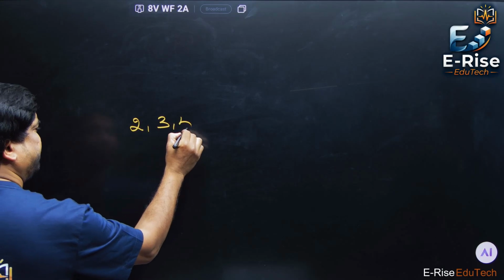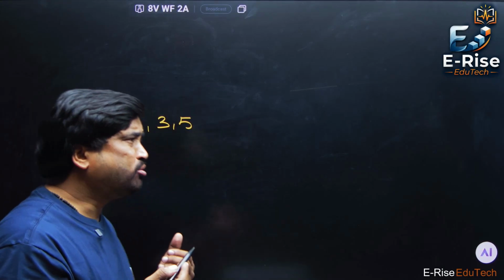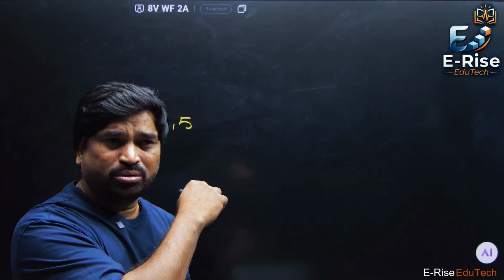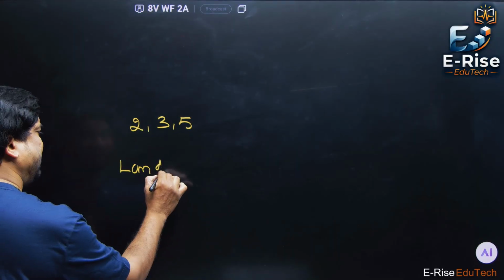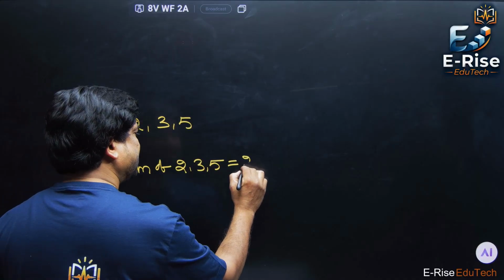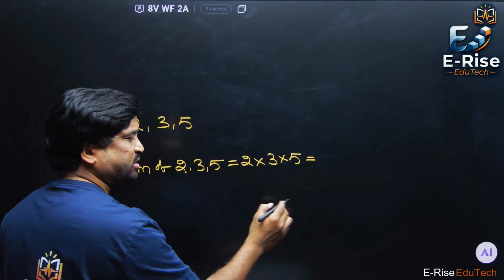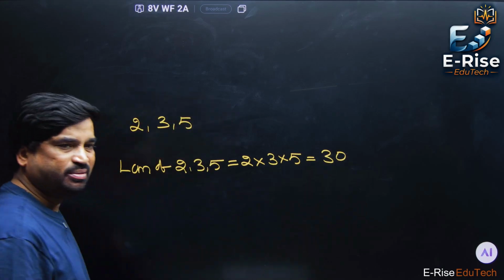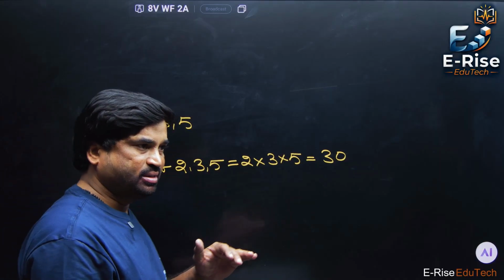Suppose 2, 3, 5. What is the LCM? What is the least common multiple in between? There is no common multiple between 2, 3, 5, so what is the LCM here? LCM of 2, 3, 5 is just 2 into 3 into 5. 2 3s are 6, 6 5s are 30. Simple. If there is no common multiple, then it is the product of the given numbers.